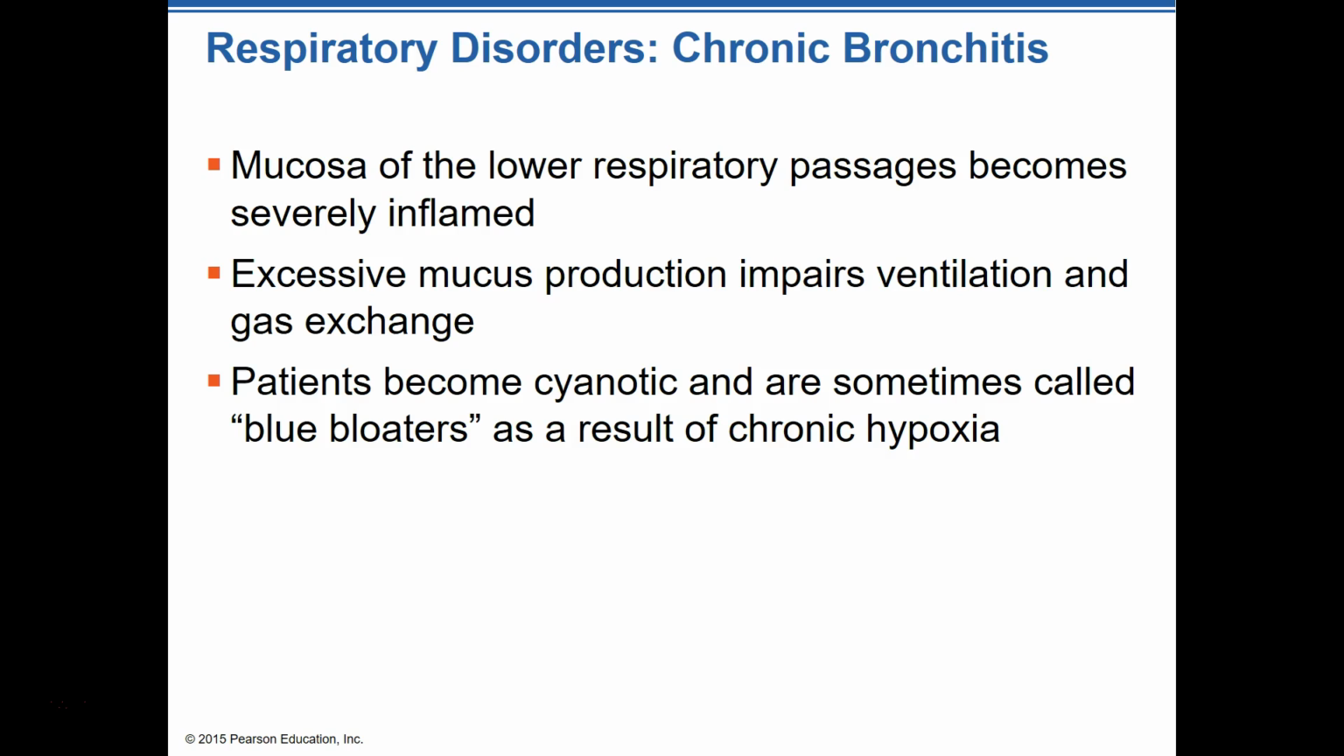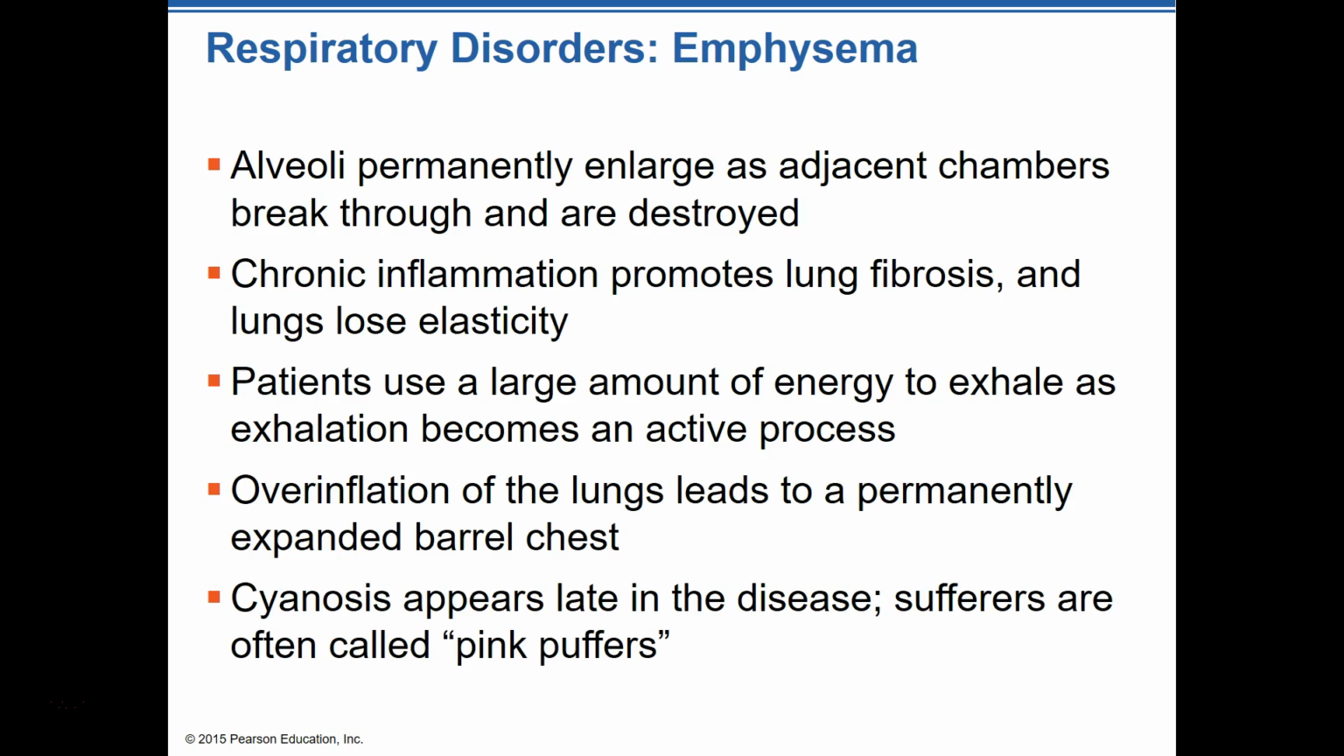Chronic bronchitis is where there's mucus in the respiratory passages that becomes severely inflamed. So we have inflammation and mucus in those respiratory passages, and it impairs the ability for air to reach those alveolar areas. Sometimes we call these guys blue bloaters because it's a chronic condition, and they become cyanotic. They start to get that blue look because of that.